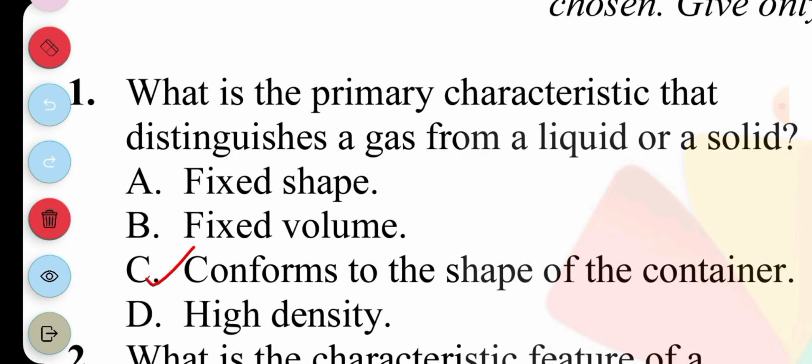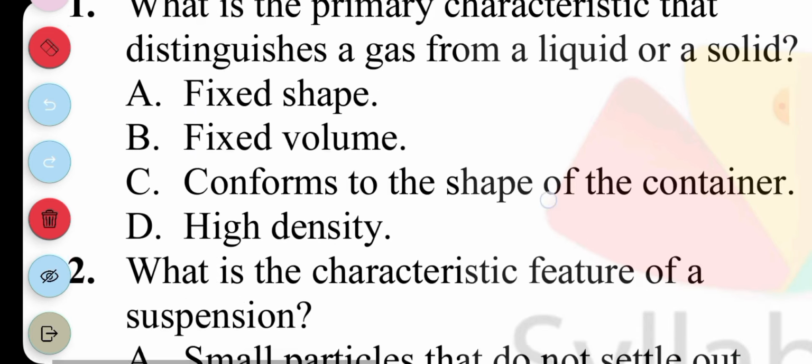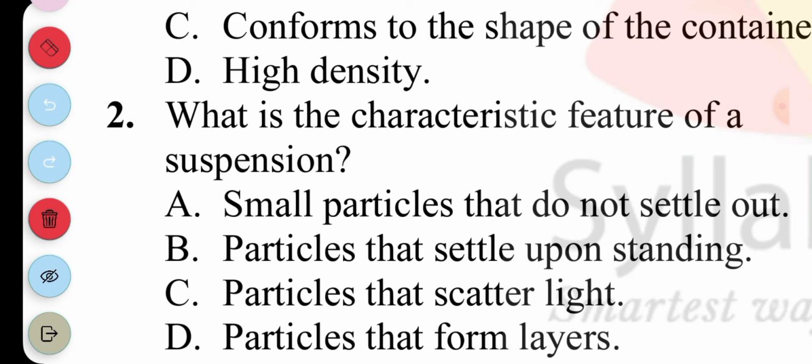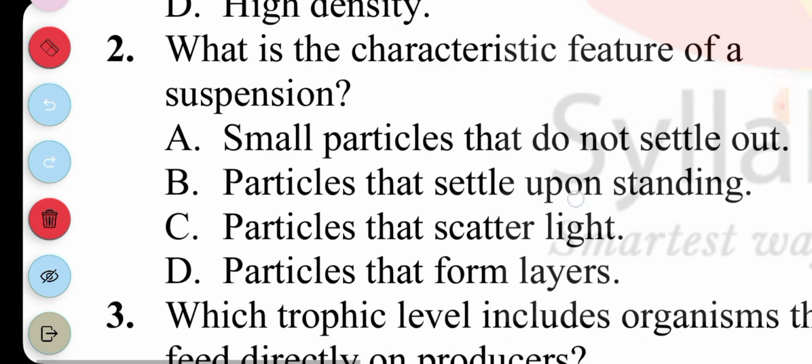Conforms to the shape of its container. 2. What is the characteristic feature of a suspension? A. Small particles that do not settle out. B. Particles that settle upon standing. C. Particles that scatter light. D. Particles that form layers. And the answer to question 2 is B. Particles that settle upon standing.